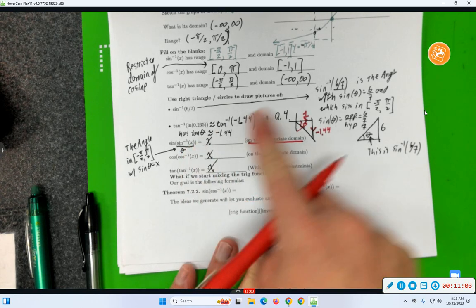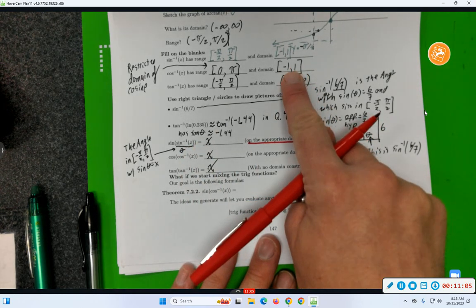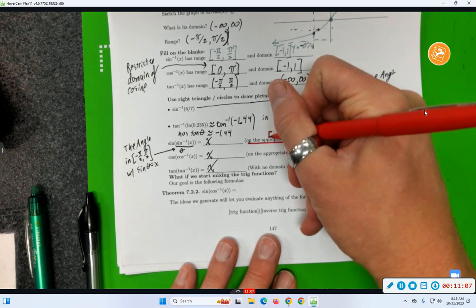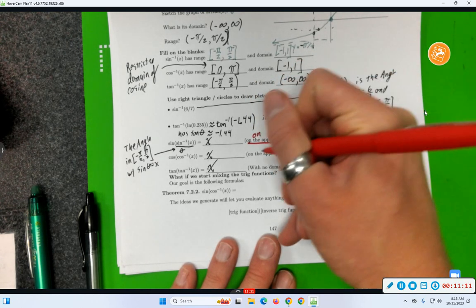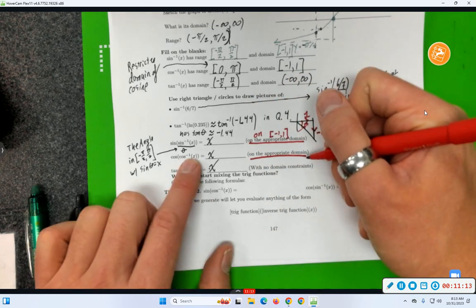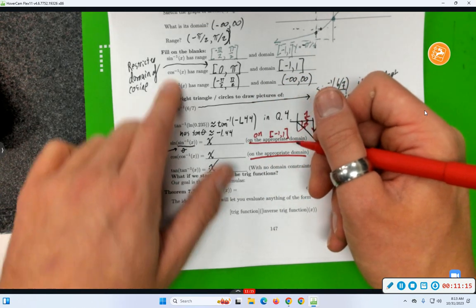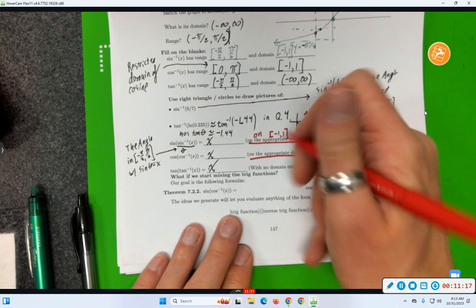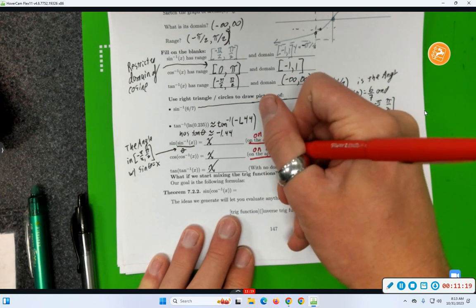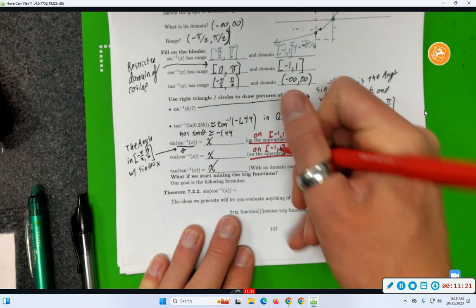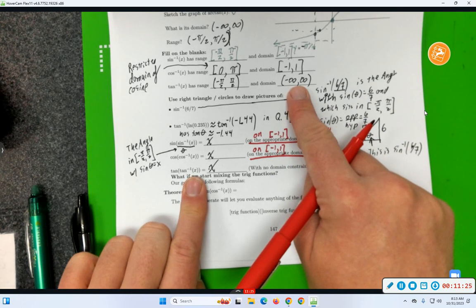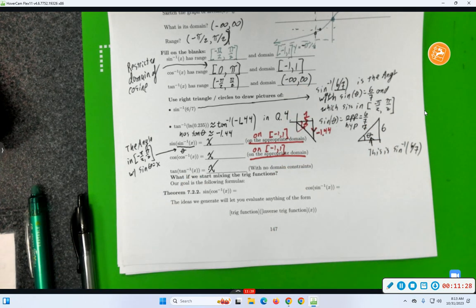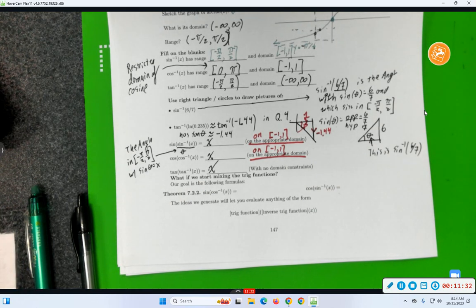This number x needs to be in the domain of inverse sine. This x needs to be in the domain of inverse cosine. This x needs to be in the domain of inverse tangent. Oh, everything's in the domain of inverse tangent. There's no domain constraint there. Groovy. So, let's carry on.